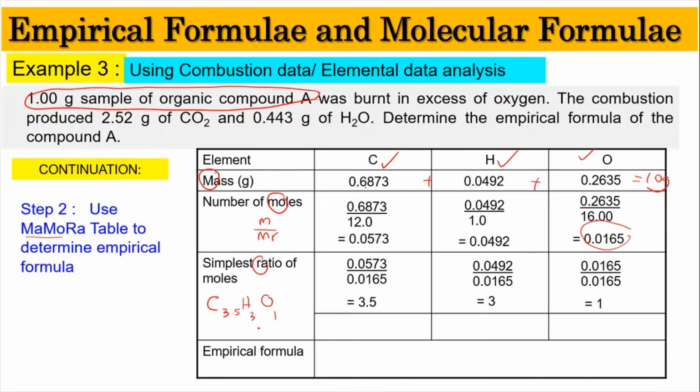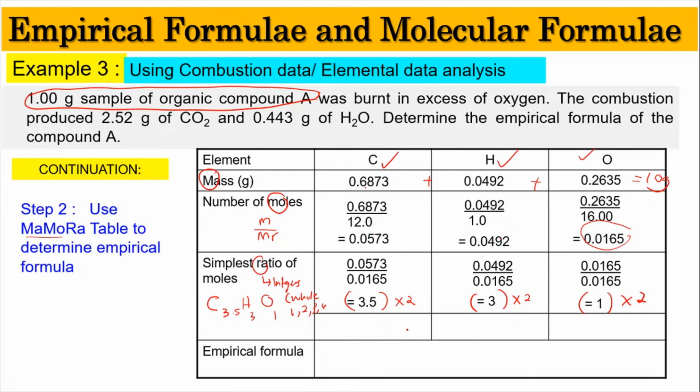Okay, however, as I mentioned that the ratio needs to be in integers. It needs to be a whole number. It must be 1, 2, 3, 4. It cannot have decimals. It cannot be in decimal places. So, in order to remove the decimal places, everything here needs to multiply by 2. Here multiply by 2 as well. And here also multiply by 2.